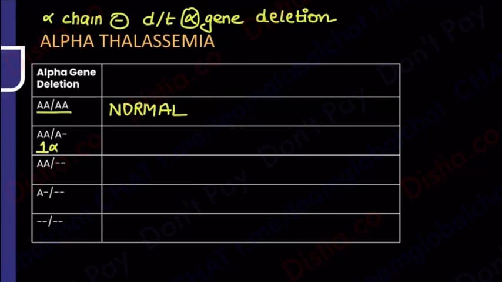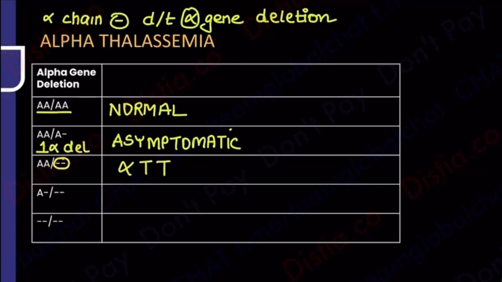If only 1 alpha gene is deleted, no problem, let it be. 1 alpha gene is deleted, so what? I still have 3 remaining, let it be. Let this person be totally asymptomatic, not a worry at all. Coming to the next, 2 alpha genes are missing. This is ATT, alpha thalassemia trait. So in trait, 2 genes are missing.